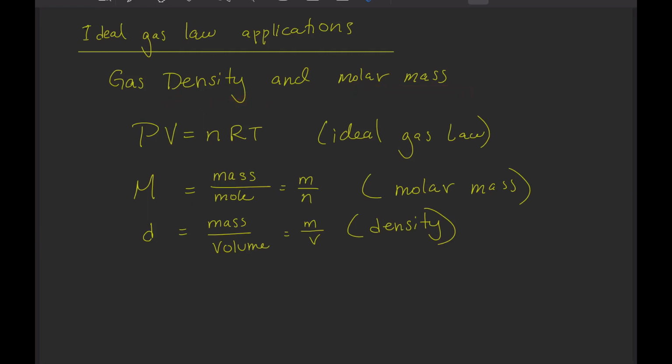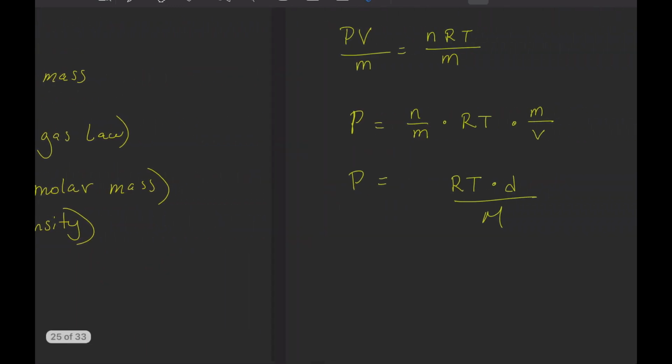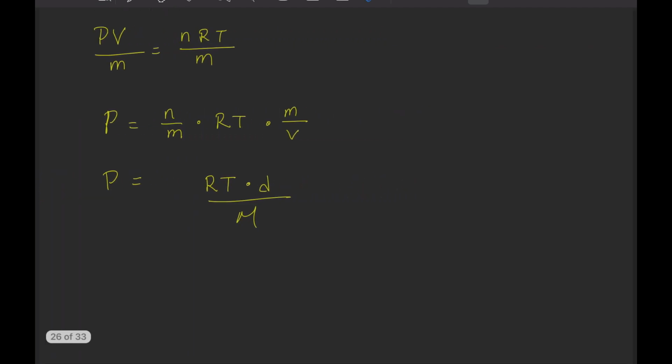And we can do that because we know what the ideal gas law is. We know molar mass is mass over moles, or grams per mole as the units. And we know density is mass over volume, or we use grams per liter as our density. And we'll get there by dividing both sides of our ideal gas law by the mass of the gas. We can do that because whatever we do to the left-hand side of the equation, as long as we do it to the right-hand side, it'll still be equal.